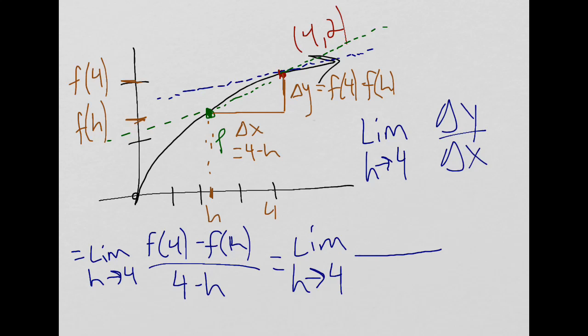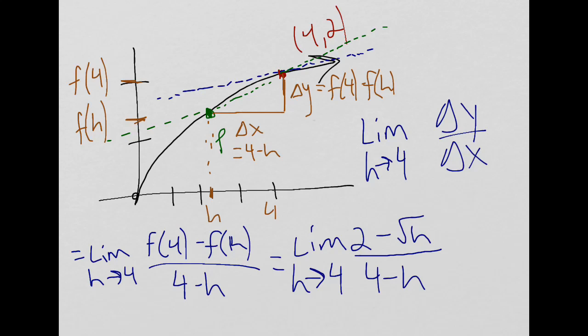So what I have is the limit as h approaches 4. Well, what is f of 4? I know that f of 4 is, this is square root x, so the square root of 4 gives me 2. And then the next question is, what is f of h? Well, h is changing, so it's not going to be a number because h is sliding closer to 4. So I just have to write the square root of h like that. That should make sense. And then the 4 and the h stay exactly the same. So I have 4 minus h.